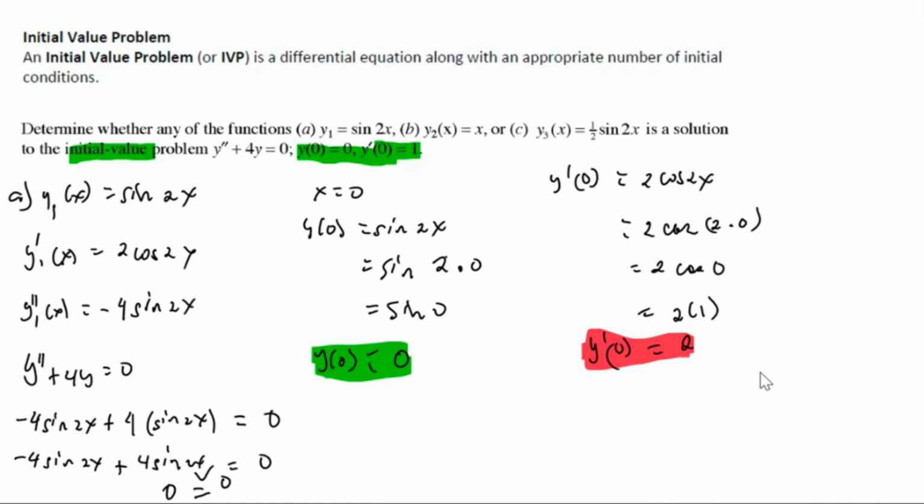Okay, because in order for us to satisfy the initial value problem, it must satisfy the two conditions. What are the two conditions here? We have y sub 0 is equal to 0 and y prime of 0 is equal to 1. It happens that only y sub 0 is equal to 0 satisfied our condition, and for the second condition, they are not equal, because our result here is y prime of 0 is equal to 2. So therefore, it does not satisfy the initial value problem.